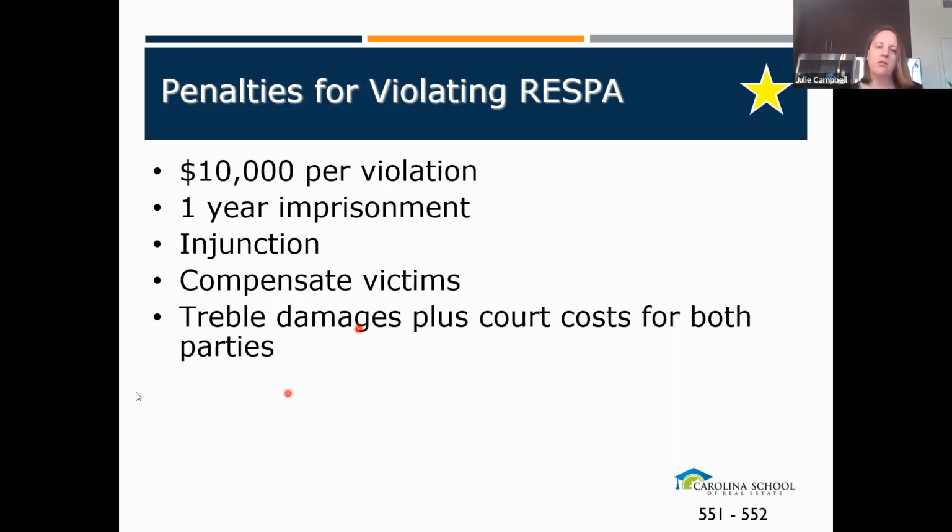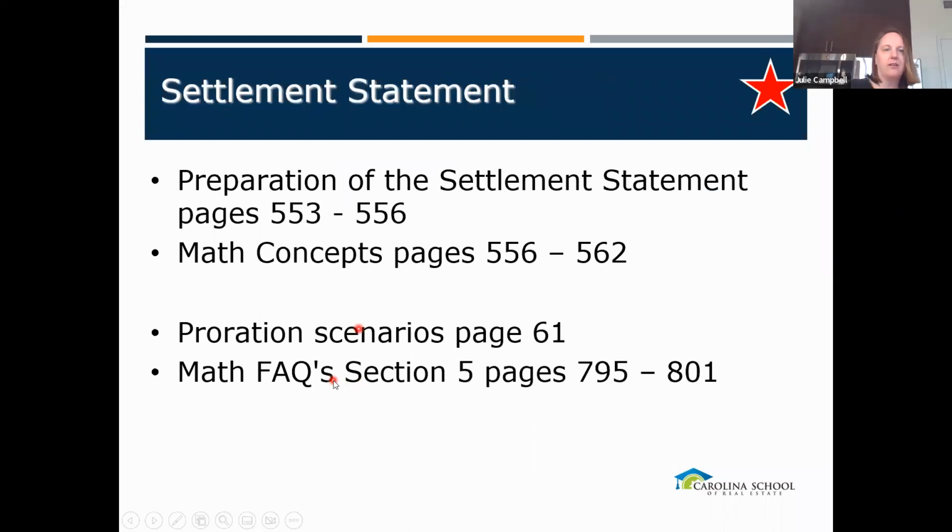Okay. So let's talk about what November 1st is going to look like. We're going to do our settlement statement. The first thing I want to do is give you the information in the book on where you can find the math we're getting ready to do when we get back together. We're going to talk about the settlement statement starting on page 553. You've got those math concepts.